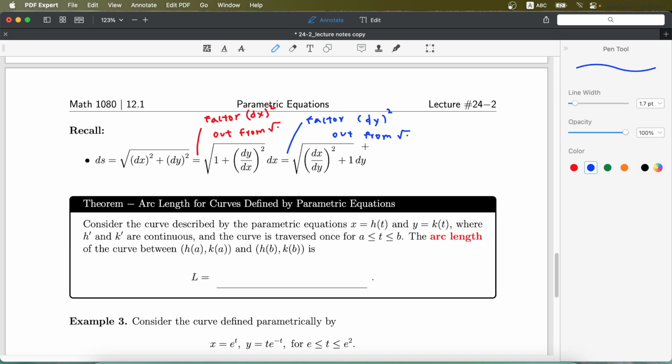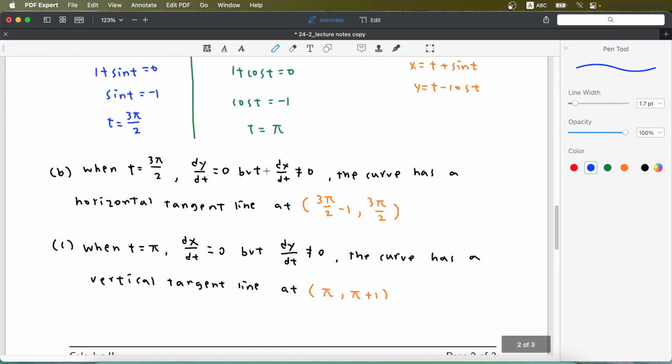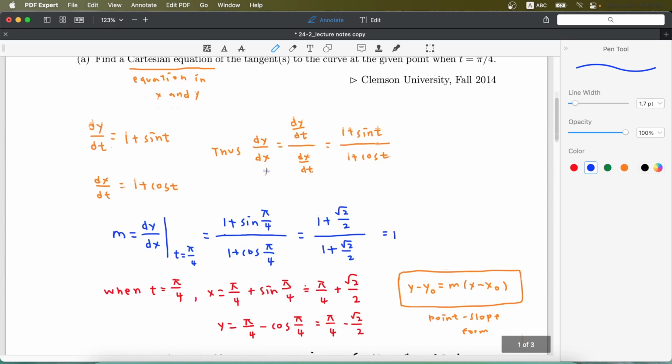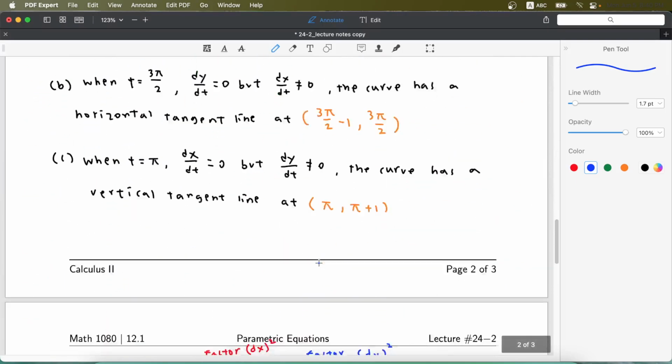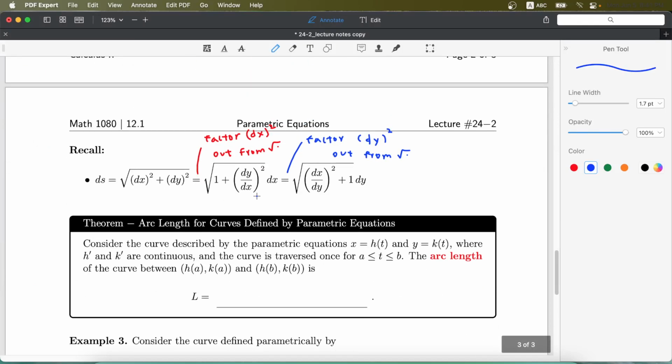Now for parametric equations, of course, you're welcome to use these two formulas. Once you find dy over dx or dx over dy, you can use these formulas. But sometimes it will be really messy because you can see that for this particular problem, dy over dx is 1 plus sine t over 1 plus cosine t. Wow, that's really complicated, right? So usually we don't use these two formulas.